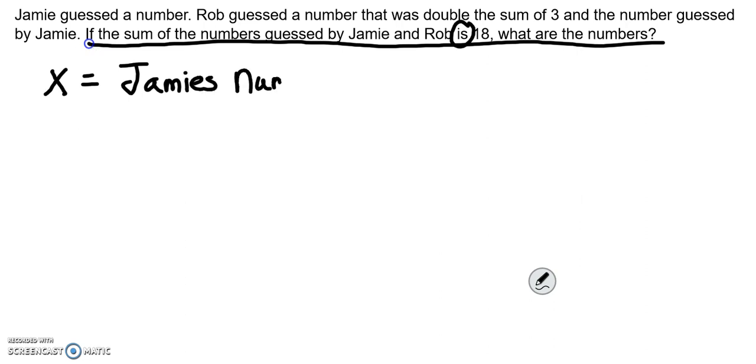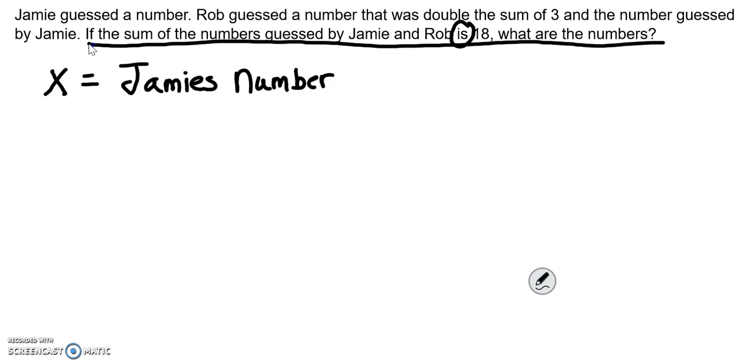Now we know if we add Jamie's number to Rob's number, we're going to get 18, but we don't know how to mathematically represent Rob's number. Or do we? Does the first part of the question tell us how to write Rob's number? Yes. It says Rob guessed a number that was double the sum of 3 and the number guessed by Jamie. How could we write Rob's number then?